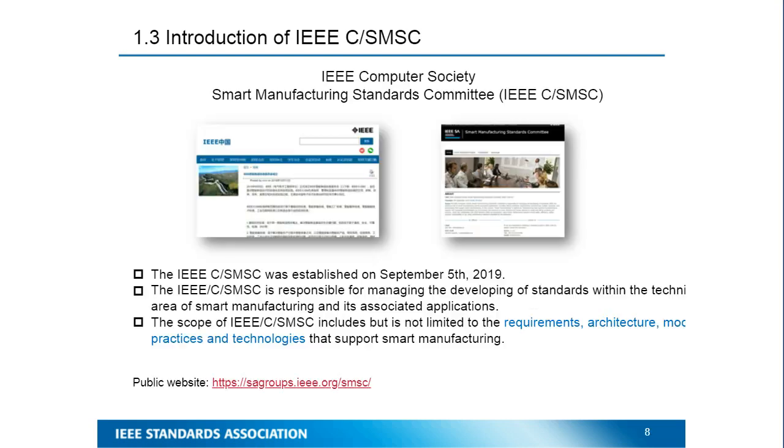While here, in IEEE, we first proposed and started a project on mass customization and another project for online detection based on machine vision at the end of 2017 in SAB of Computer Society. Since this area has attracted a lot of attention, the IEEE SMSC was established on September 5, 2019, which is responsible for managing the development of standards within the technical area of smart manufacturing and its associated applications. The scope of our standards committee includes, but is not limited to, the requirements, architecture, models, practices, and technologies that support smart manufacturing.